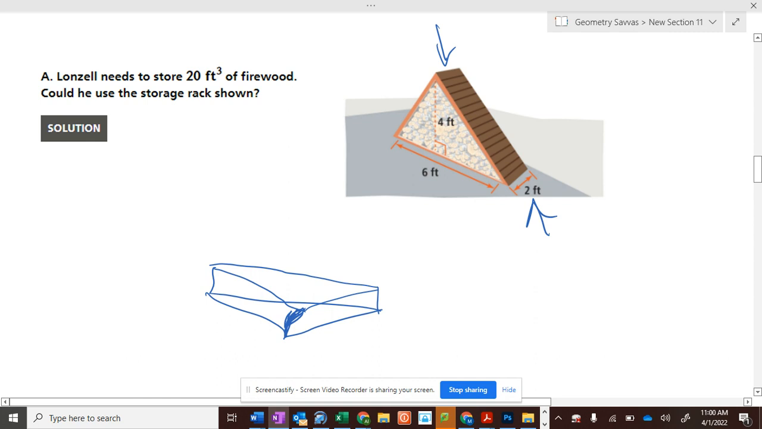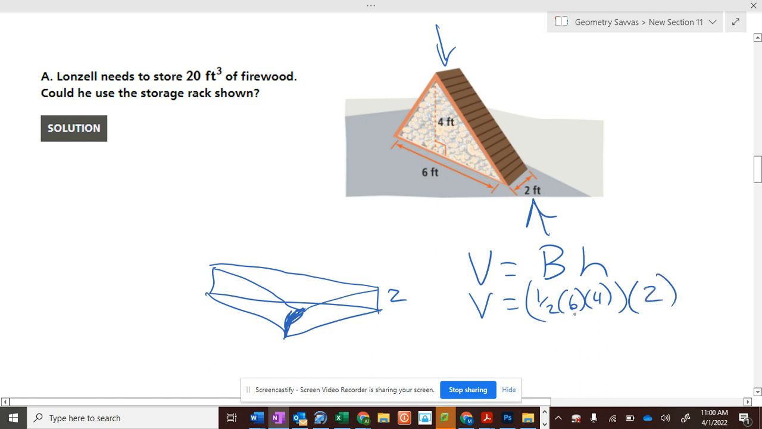It's a laid down triangle with a height of 2, and you have to find the area of the triangle because the volume is the area of the base times the height. The area of the base is 1/2 of 6 times 4, because the area of a triangle is 1/2 the base times the height. It gives us the base all the way across and the height 4. The height of the prism is 2. So 1/2 of 6 is 3. 3 times 4 is 12. 12 times 2 is 24. It has 24 cubic feet.